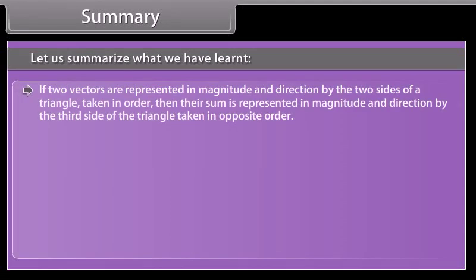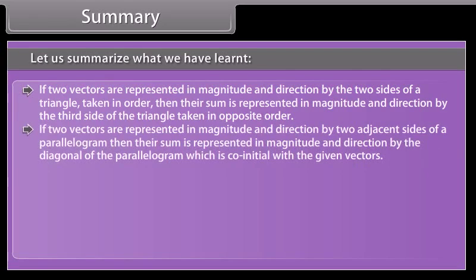If two vectors are represented in magnitude and direction by the two sides of a triangle, taken in order, then their sum is represented in magnitude and direction by the third side of the triangle, taken in opposite order. If two vectors are represented in magnitude and direction by two adjacent sides of a parallelogram, then their sum is represented in magnitude and direction by the diagonal of the parallelogram, which is co-initial with the given vectors.